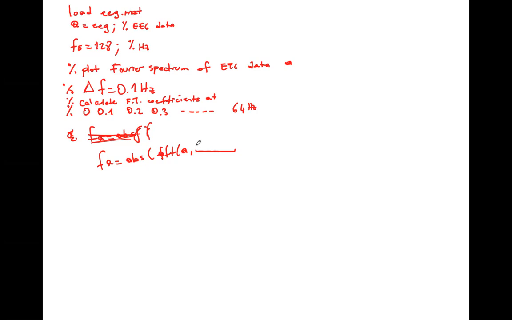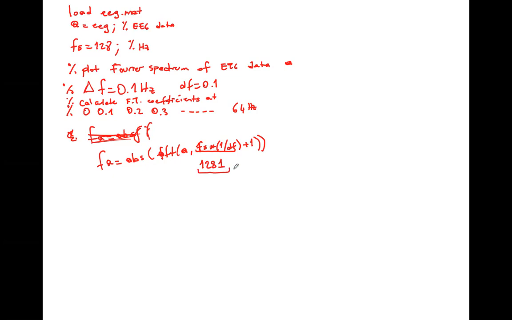The samples number. Fs times 1 over delta, 1 over df, plus 1. df is equal to 0.1, plus 1. Right? This will give me how many numbers? 1281 numbers. But I need half of this, friends, for the plot.